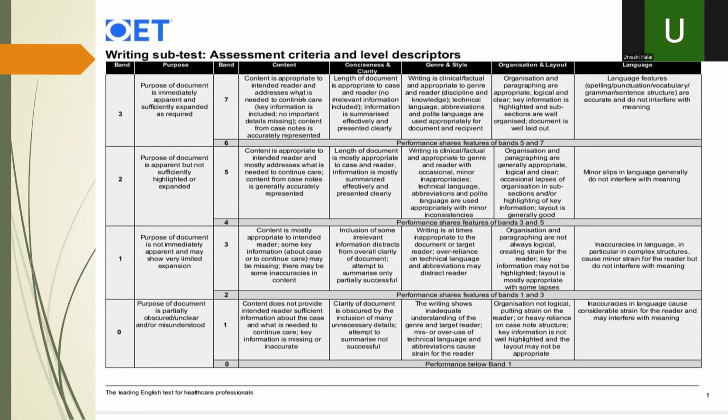Whereas there are some other features, like here you can see content, conciseness and clarity, genre and style, organization and layout, and language, right? And all these criteria are assessed out of seven. Today we are going to discuss the maximum score so that you can understand how exactly you need to perform. All right. So let's begin.